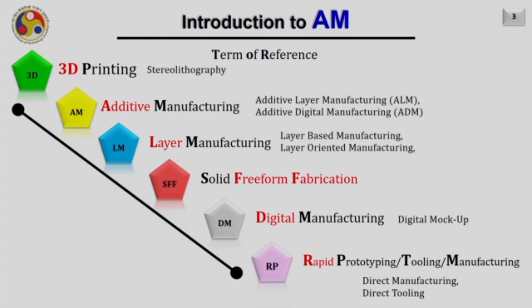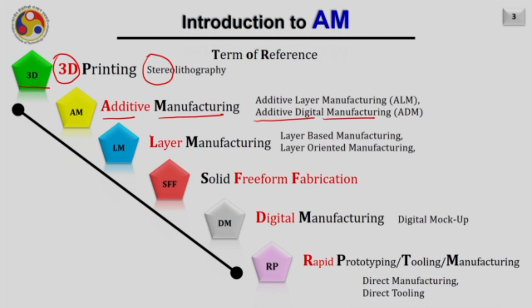So, this slide summarizes the different keywords we use to refer to this technology. You can see the most popular one is 3D. The keyword here is 3D or stereo. Then we call this technology 3D printing or stereolithography. Other keywords are additive, and hence additive manufacturing, also called additive layered manufacturing or additive digital manufacturing.